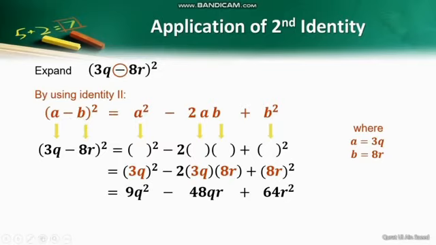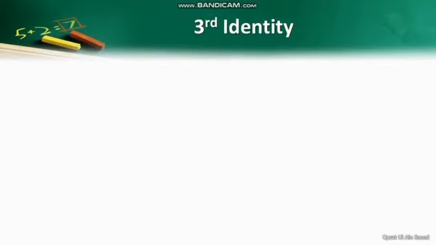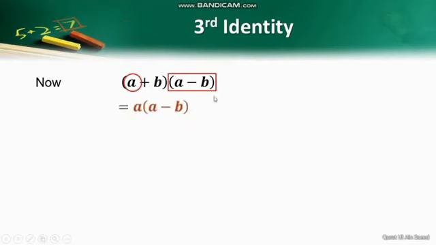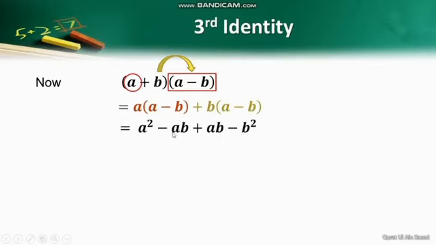Now let's move on to the third identity. The third identity is actually based on the product of sum and difference of a and b. We expand this product by distributive law as we did earlier. a times (a minus b) plus b times (a minus b), as you can see on the screen. Now further expansion will result in a squared minus ab plus ab minus b squared.